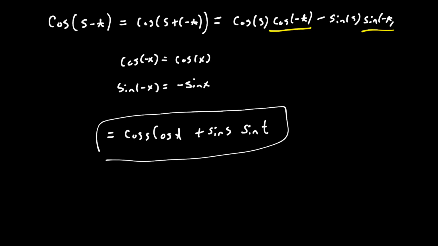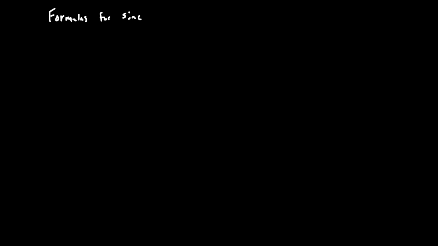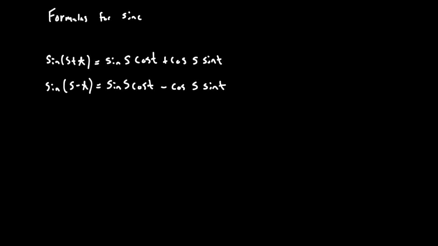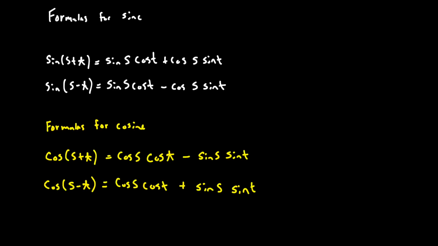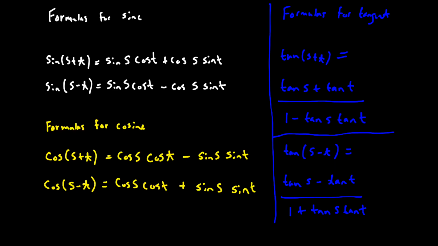So now let's just go ahead and list all the addition and subtraction formulas for sine, cosine, and tan. The addition and subtraction formulas for sine are given by the following two, and the formulas for cosine are given by the following, which we just derived. And then the formulas for tangent are given by the following. Let me go ahead and note that these in fact are quotients.